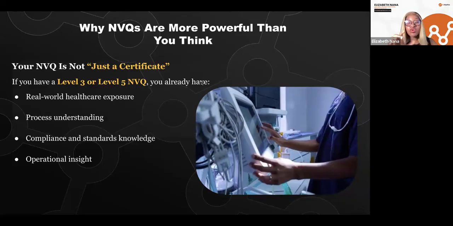Now, you're able to combine this NVQ with analytical skills, whether it is in business analysis, whether it is in data analytics or data science. And that is how you move from where you are at right now into a health informatics role.